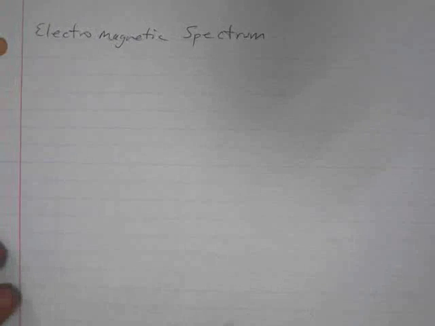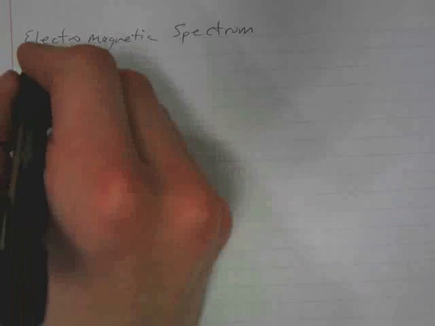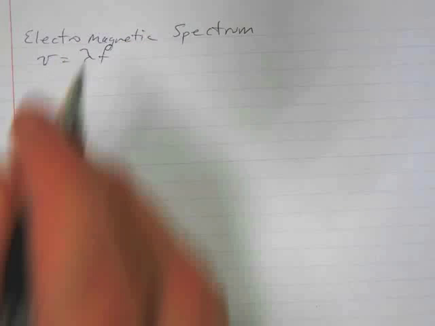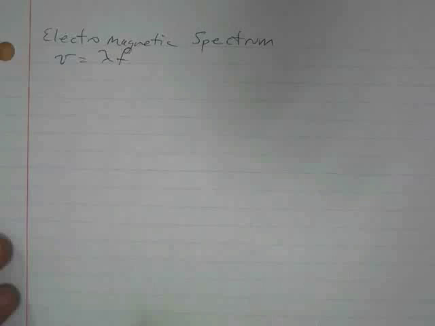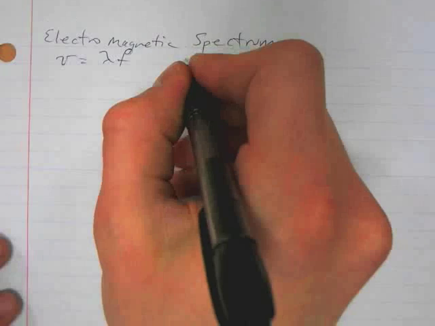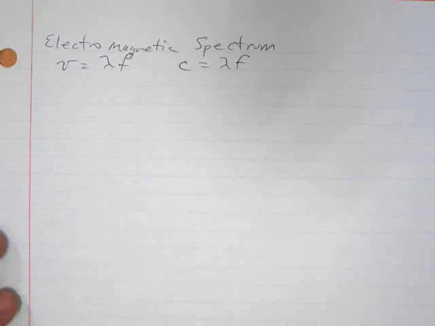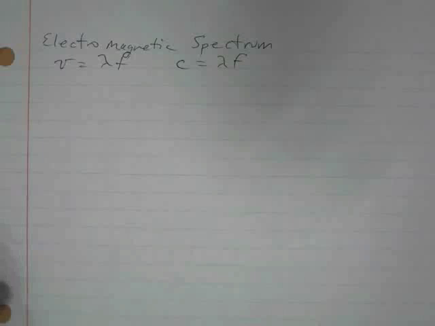As you may remember from when we talked about waves before, the velocity of a given wave is equal to its wavelength, lambda, times frequency. So in the case of light, that velocity is c, the speed of light, and that's equal to lambda times frequency. Since that speed is constant, there's an inverse relationship between the wavelength and the frequency of the light.